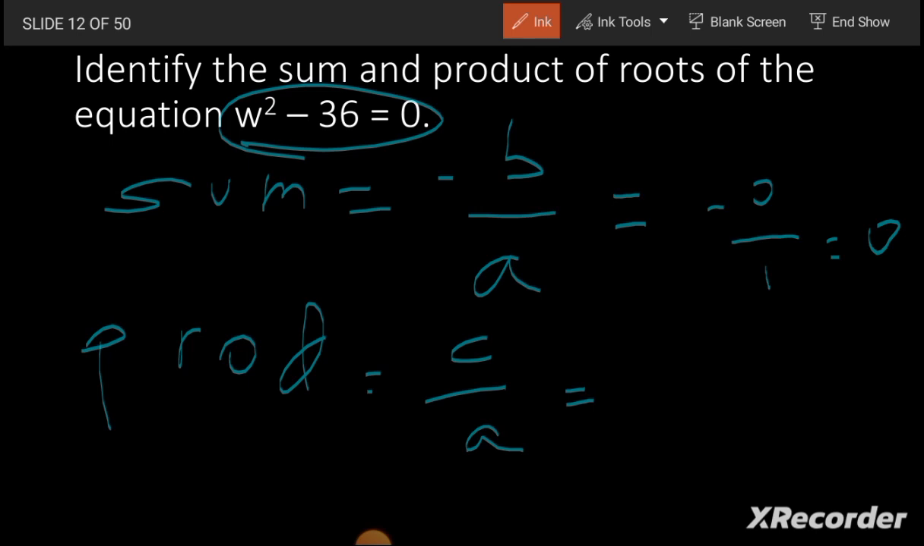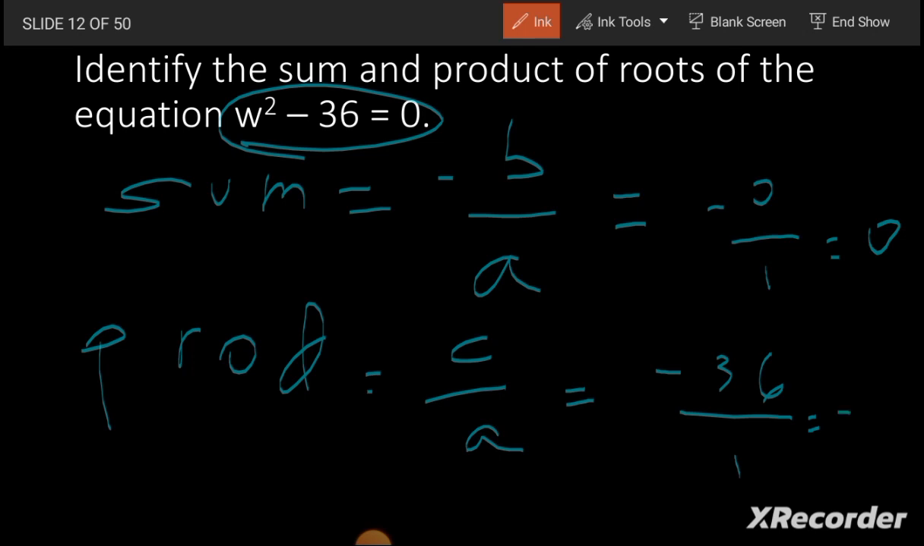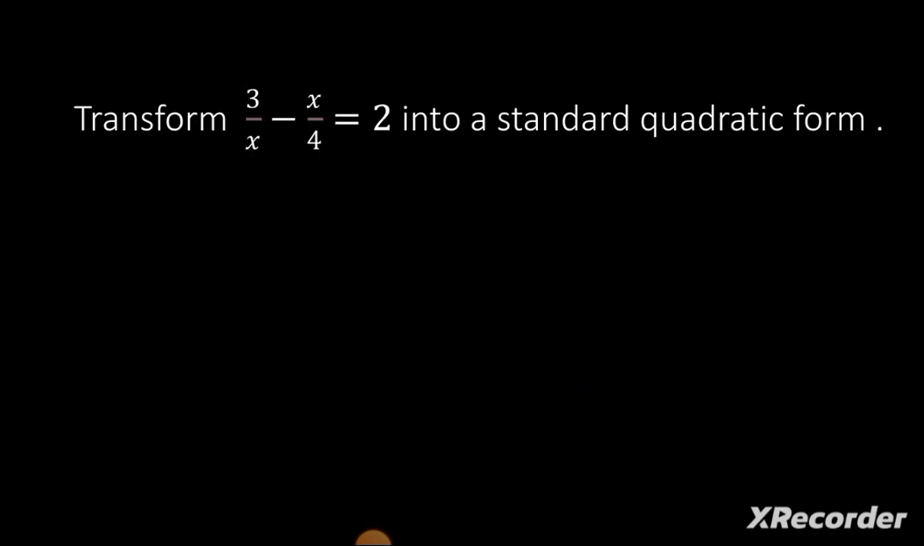Sa product naman, c over a. So, ang nakikita nating constant term or yung c ay negative 36 over 1. So, simplify natin. Ganun pa rin. Negative 36 divided by 1 is still negative 36 pa rin. So, therefore, ang sum and product of roots ay 0 and negative 36. Sum is 0, product is negative 36.